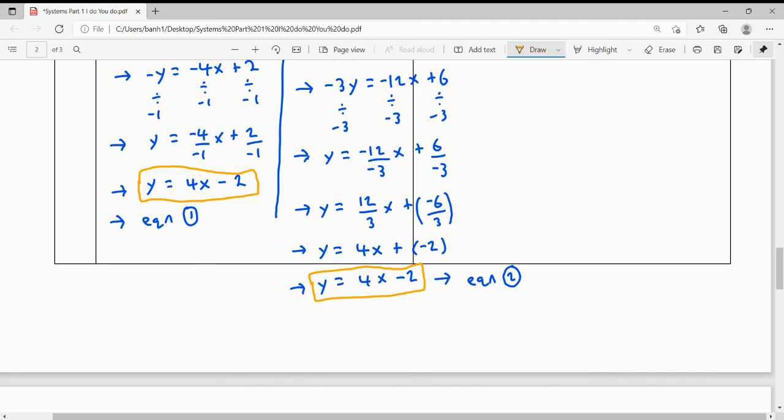So since that's the case, we say there is an infinite number of solutions for this system of equations.